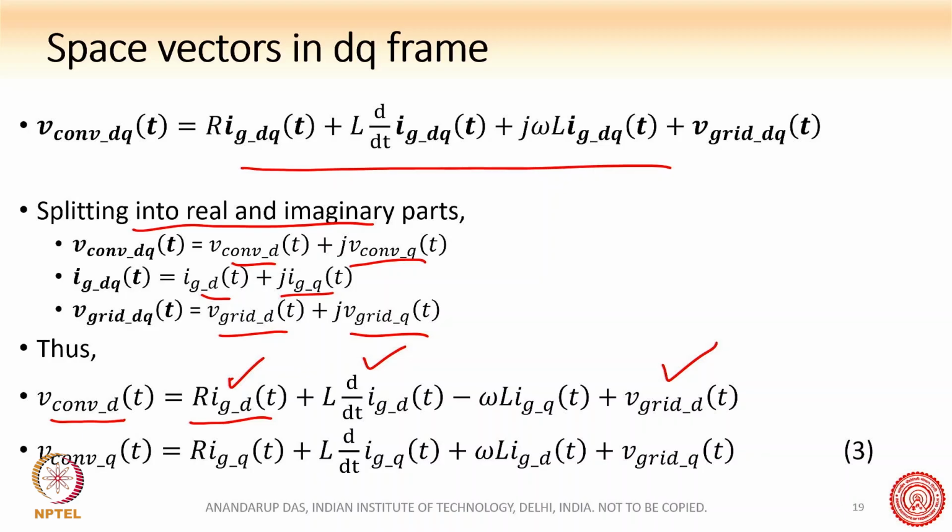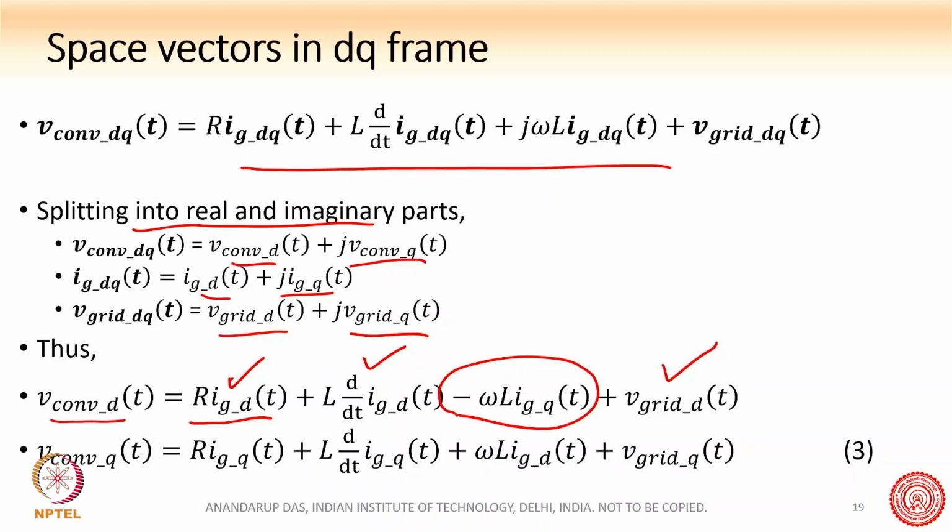Okay, this is understood. However, you can see here that there is one minus omega L i_gq, which means that the d axis converter voltage interacts with the d axis grid voltage through the filter having these R i_gd and L di_gd/dt terms, but there is an effect of i_gq, which means the q axis grid current.